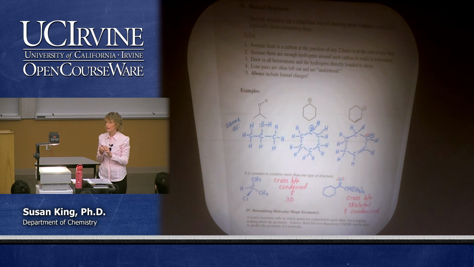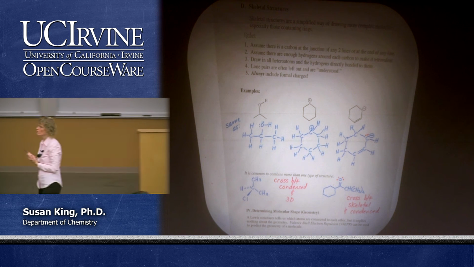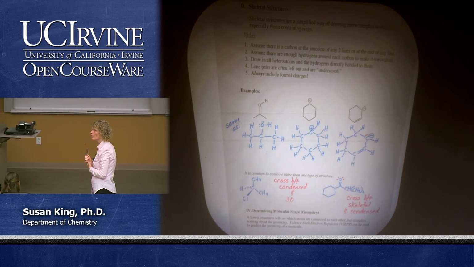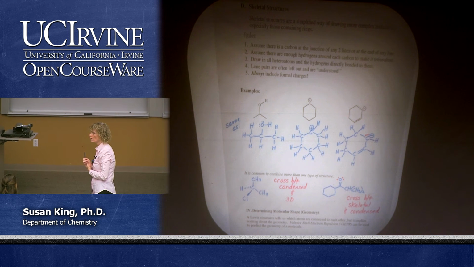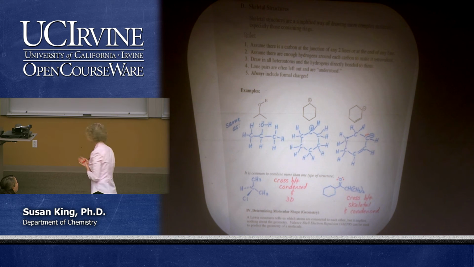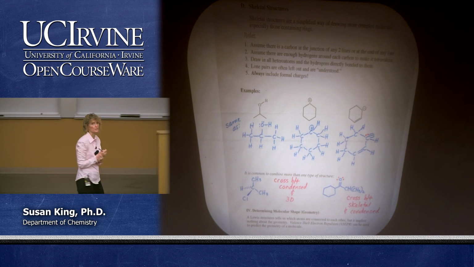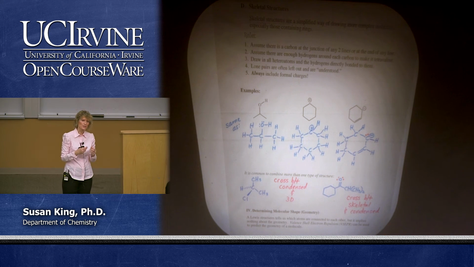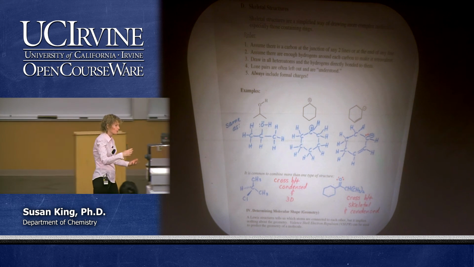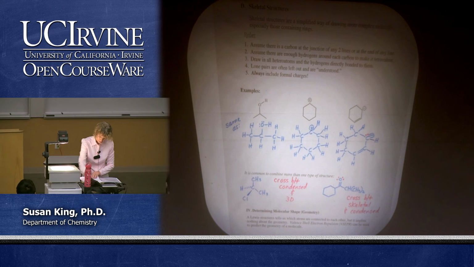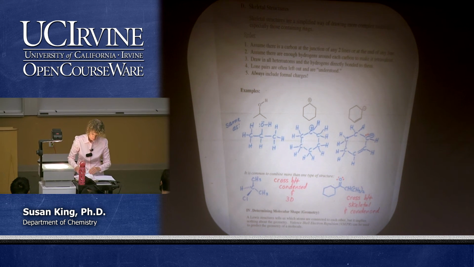Okay, questions about how to draw structures? Yes? A line on top of the lone pairs. Why don't you show me that after class? I don't remember seeing that. Okay, more questions? Once you start drawing these things more simply, it's just very hard to go back and do it the long way.